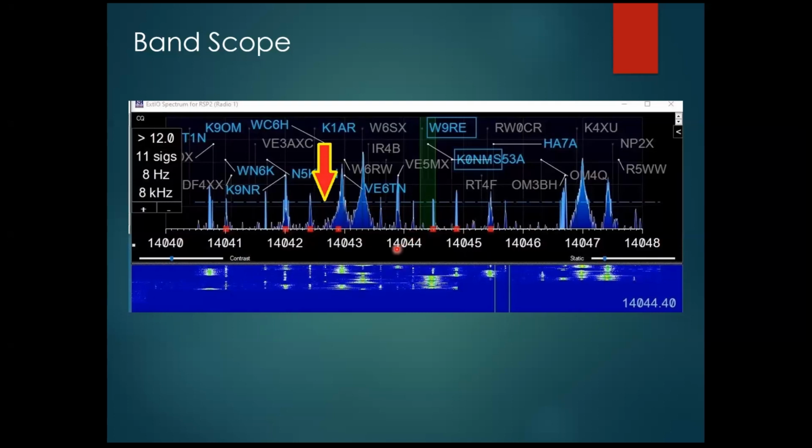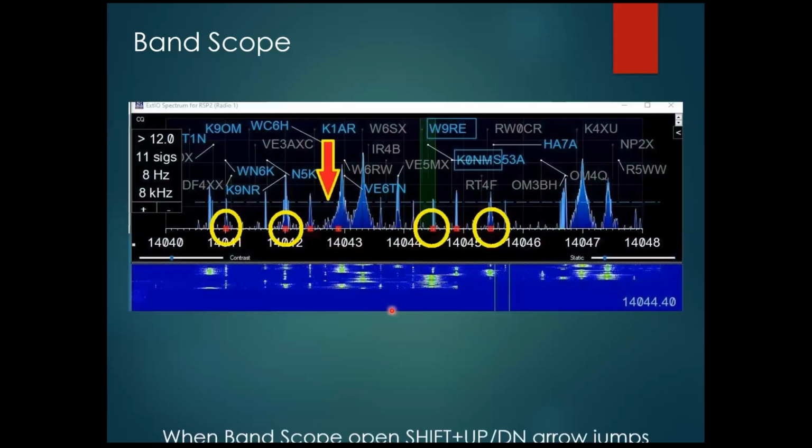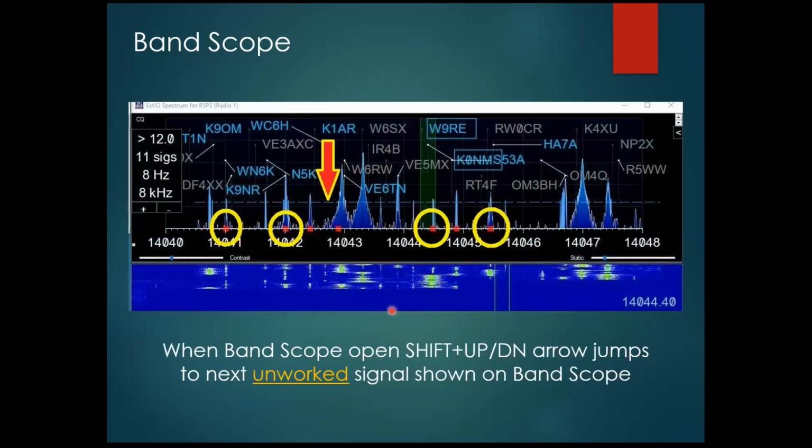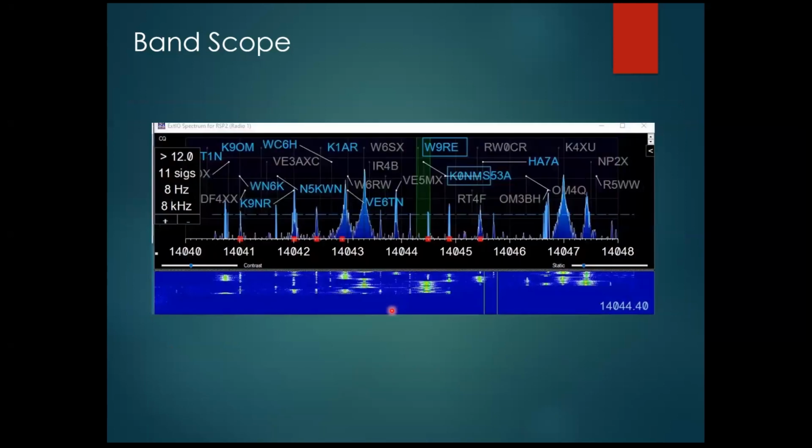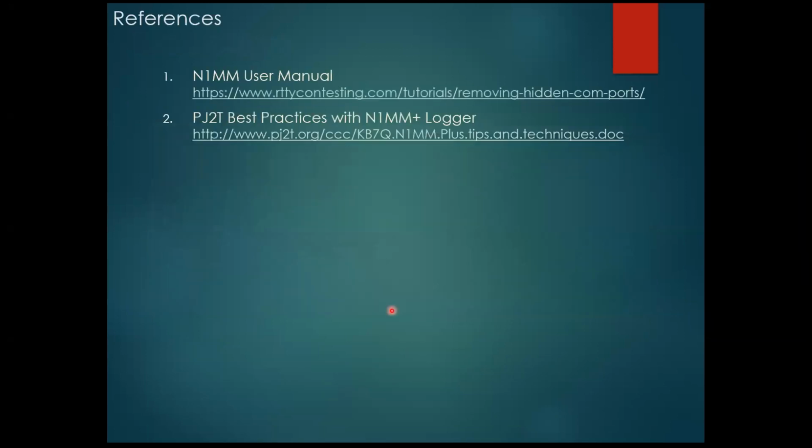But if you're assisted, this combines with the multiplier Q window, and you can jump from mult to mult with the multiplier Q window, or I think you can jump from mult to mult through this with a shortcut key combination too. And it works very well for that. With the band scope open, Shift plus up and down arrow jumps to the next unworked station signal shown on the band scope. And that's pretty much all I've got.